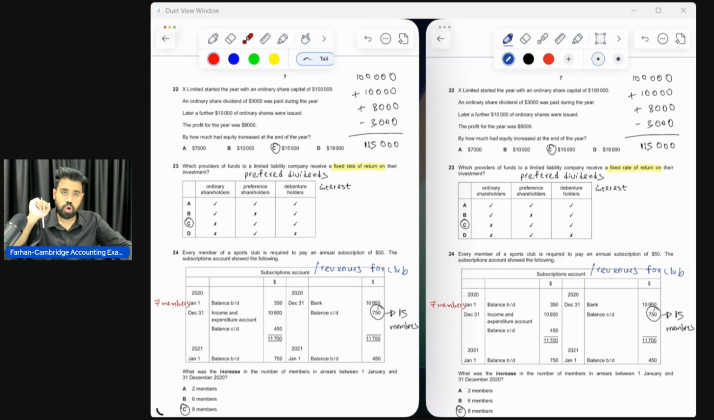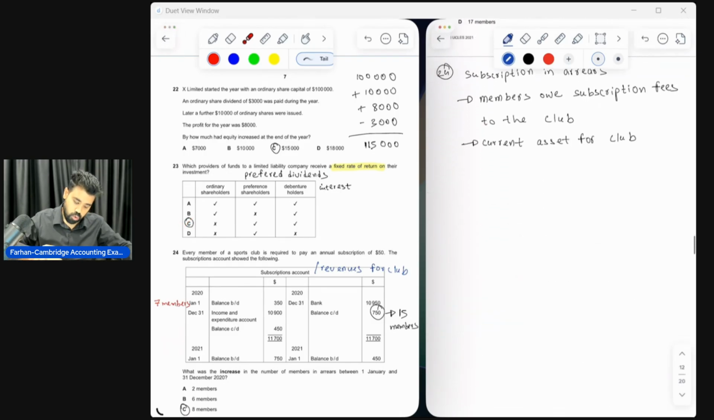What about debenture holders? These are the people who have lent huge amounts of money to the company, and this is obviously not for free. There is a finance cost involved, which is the interest expense that the business incurs, right? And that is also a fixed rate of return because it is contractually bound. Business is contractually bound to take care of all those interests, all right? So we'll be excluding ordinary shareholders, including preference shareholders and debenture holders. So that would be option C. Okay.